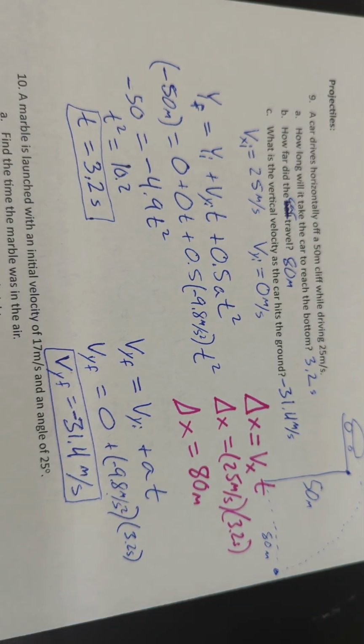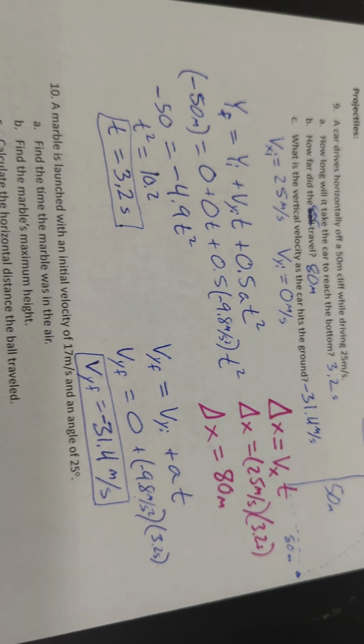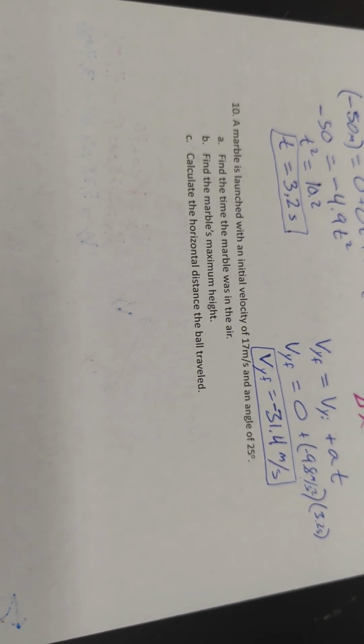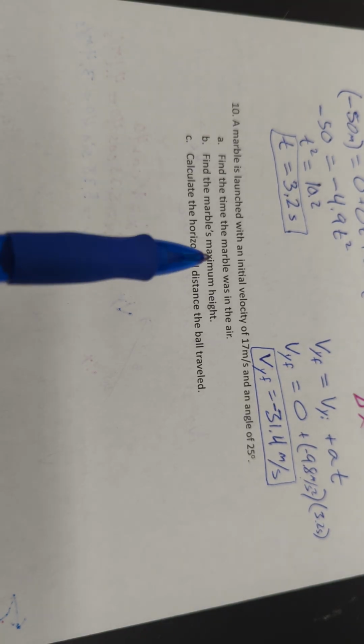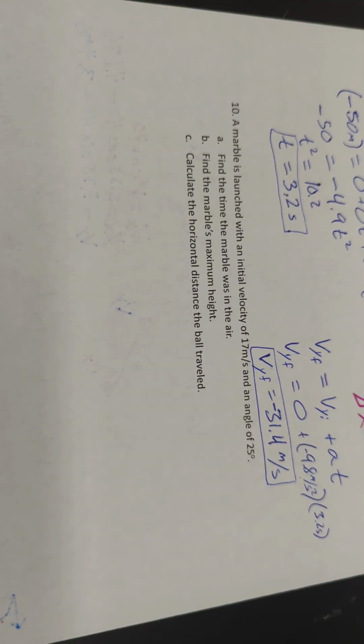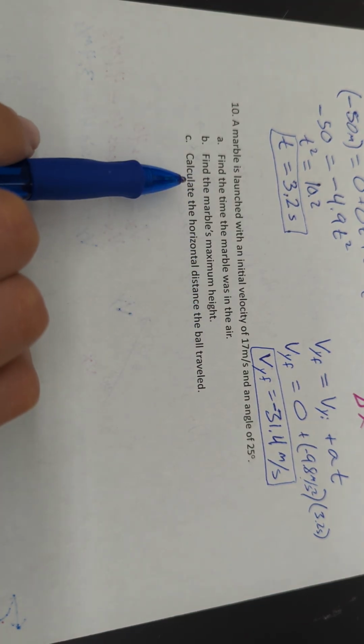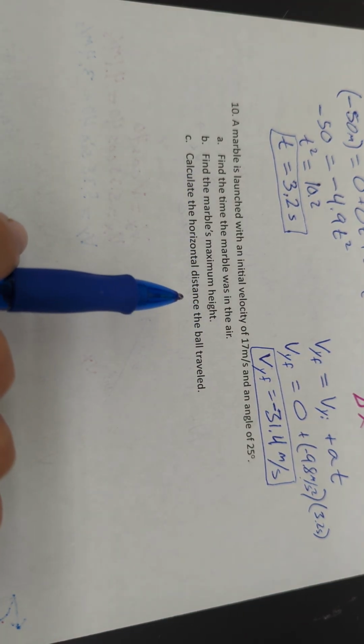All right, so that is for our horizontal projectile question. All right, moving on to the next one. A marble is launched with an initial velocity of 17 meters per second and an angle of 25 degrees. Find the time the ball was in the air. Find the marble's maximum height and calculate the horizontal distance traveled.